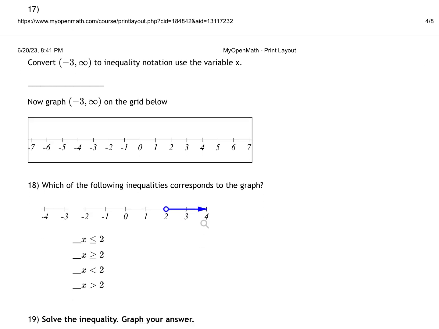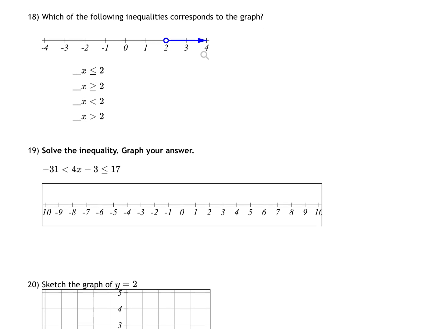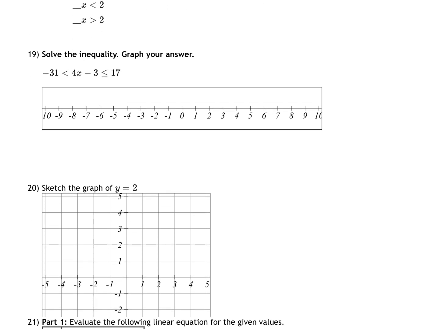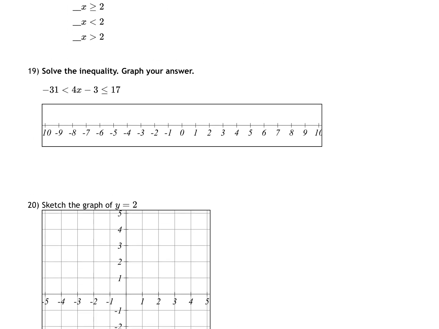Okay, I'm going to skip 17. I'm going to skip 18. 19 is a little bit different, but it's not that difficult if you know the process. So this one, you just have to look at it as a 3-part inequality. So whatever you do to one part, you have to do to all 3. So the inequality symbols is what's breaking it up into parts.